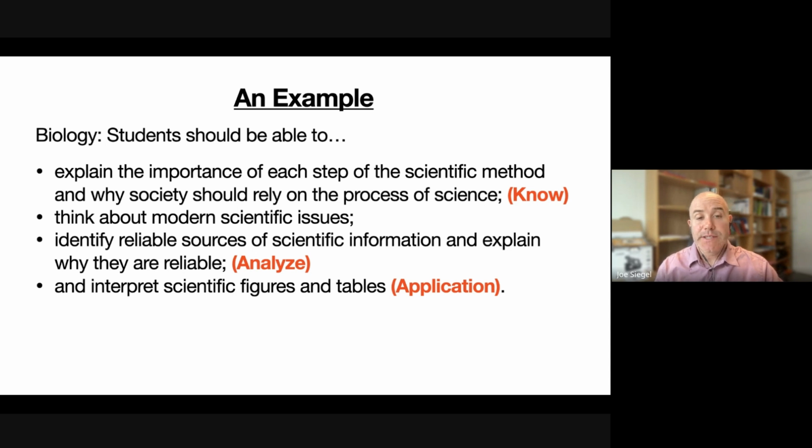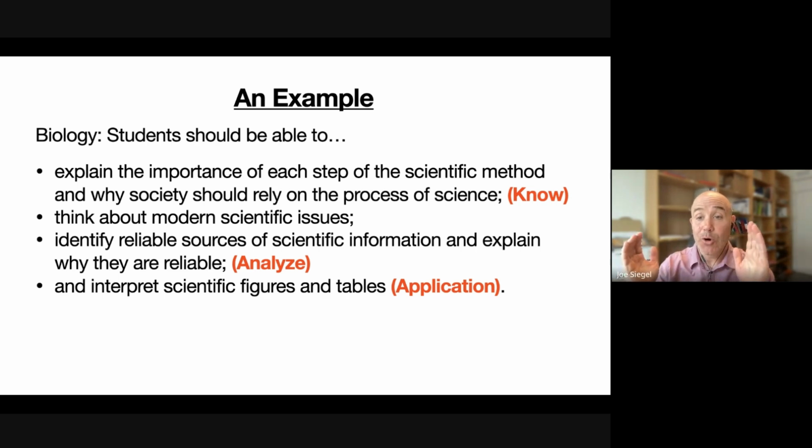One of the first things that we should do when looking at these statements is to look at the choice of the verb next to the bullet point. Explain, think about, identify, interpret. Okay, well, explain, yeah, that relates to knowledge. We can ask students to, in some ways, repeat or regurgitate information that we already know, but we need them to show us that they know. Explain the importance of each step of the scientific method. That's really one part. And then also explain why society should rely on science.